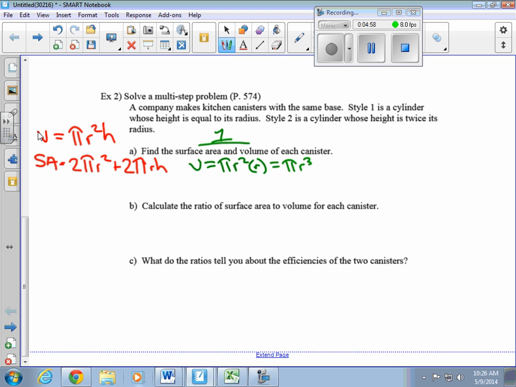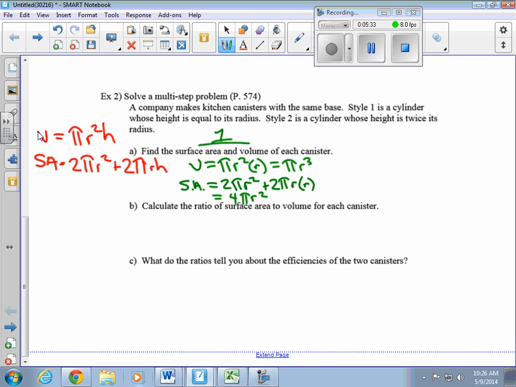And the surface area, we're going to again put those in. So it's going to be 2 pi r squared plus 2 pi r h. And again, h is the same, so that's going to be a radius. So if we simplify that, now we're going to get the volume, or the surface area is going to equal 4 pi r squared. So now there is the volume and the surface area for canister 1.